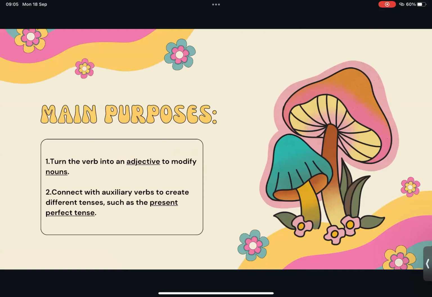Participles are a particular form of verb that has two main purposes. The first one is to turn the verb into an adjective to modify nouns. The second one is to connect with auxiliary verbs to create different tenses, such as the present perfect tense. Next.